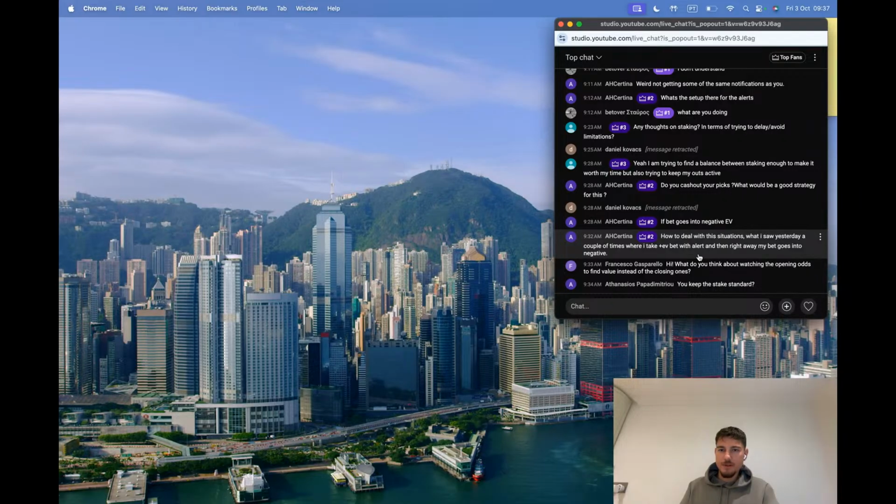What do you think about watching the opening odds to find value instead of the closing ones? I just look at closing line. I don't look at the opening odds at all. But I know some people give more weight to the opening odds than I do, so I wouldn't argue with them too hard on that. If you want to look at opening odds as one of the indicators of whether you have value or not, then fair enough.